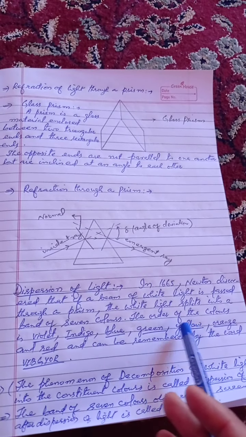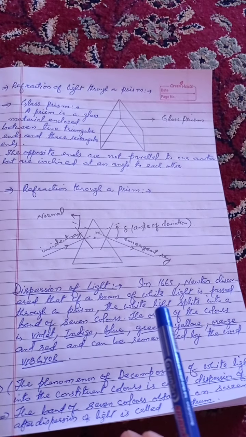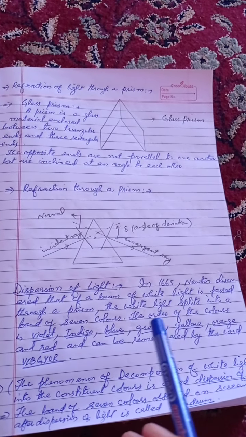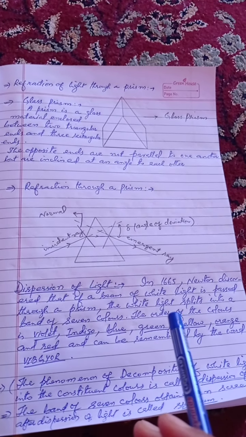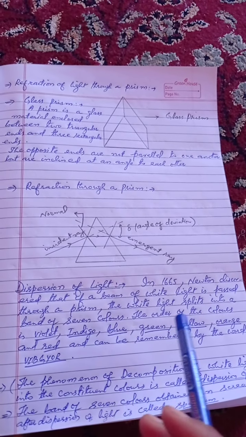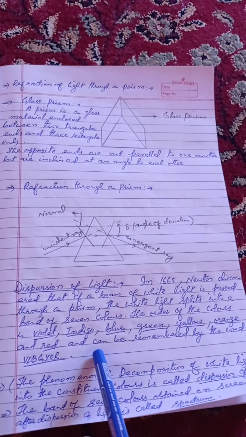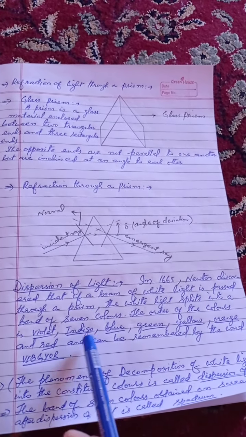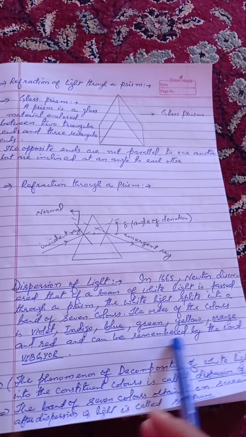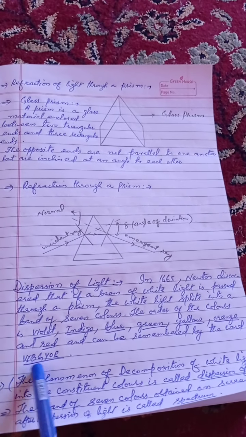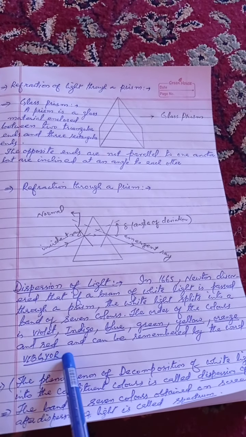What he discovered is that white light, when it passes through a prism, is split. It is broken into a band of 7 colors. That is, white light splits, breaks up into its constituent 7 colors, divided into 7 colors. These colors of light present within the white light, when it travels through a prism, are violet, indigo, blue, green, yellow, orange and red. And we can remember all these colors through one word, VIBGYOR. V for violet, I for indigo, B for blue, G for green, Y for yellow, O for orange, and R for red.